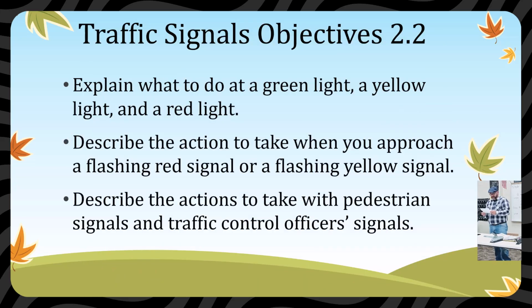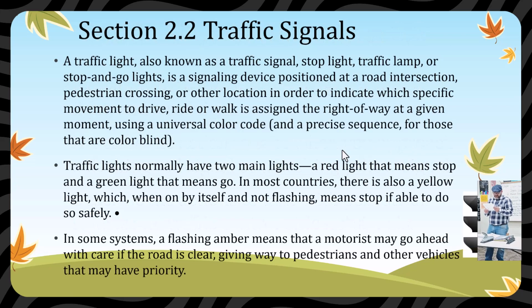All right. These are the traffic signals that we're going to talk about next. These are the lights that are involved. These are the objectives. We're going to make sure we understand what green and yellow lights mean, what to do when we approach a flashing one, whether it's red or yellow, and we're going to describe what we do with pedestrians, signal traffic officers, that kind of stuff, so you understand. That's our goal for this little section.